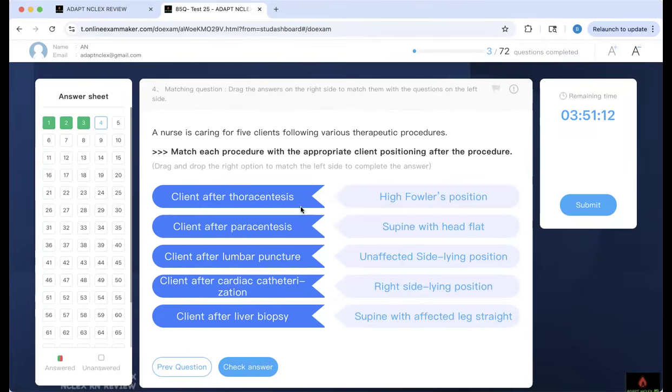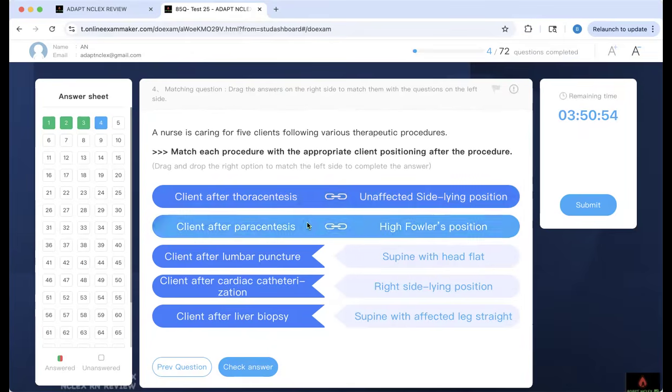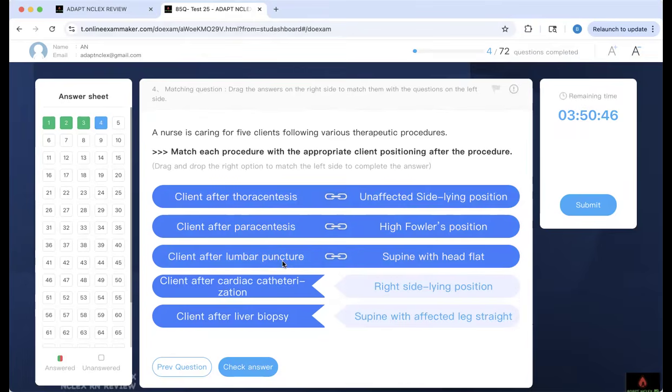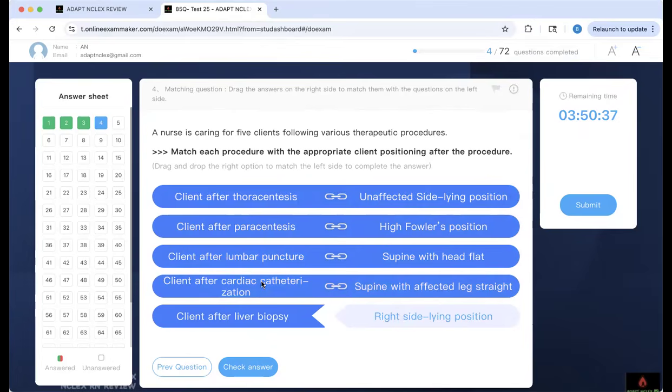The right answer: if you do thoracentesis, the affected side is damaged, so that should be up. So you lay on the unaffected side. Paracentesis, after the procedure, we can keep you upright, therefore high Fowler position. After lumbar puncture, we want to put pressure on your back, so you lay supine with the head flat. Cardiac catheterization, that leg is not to be moved, so you have to be supine with the affected leg flat. And after liver biopsy, you should lay on your right side because that's where the liver is located. This is the pairing that you need.